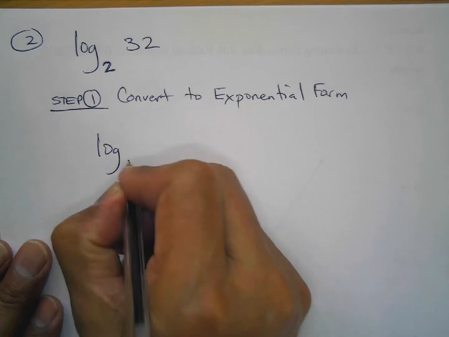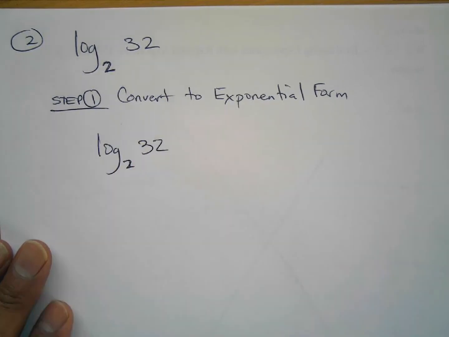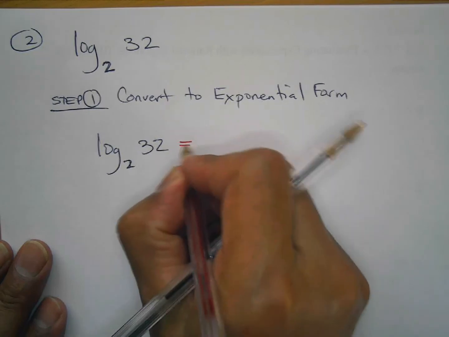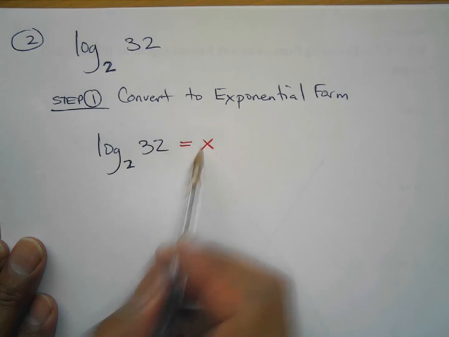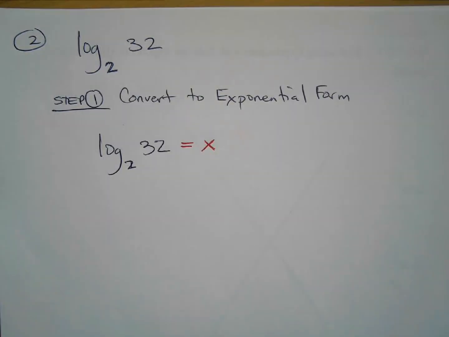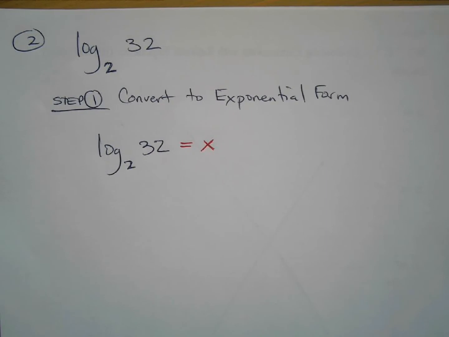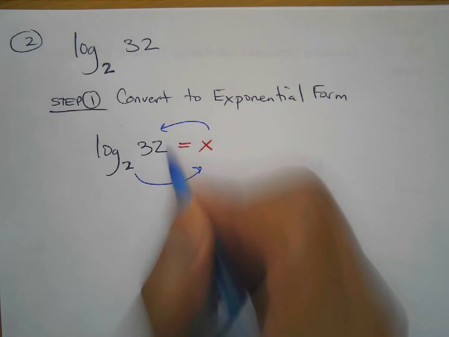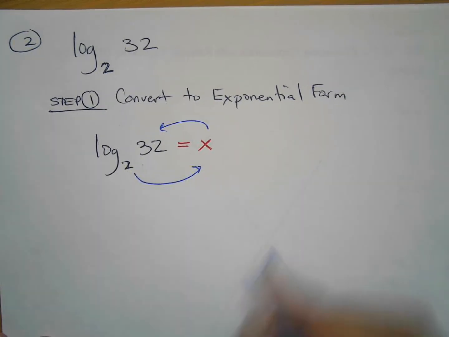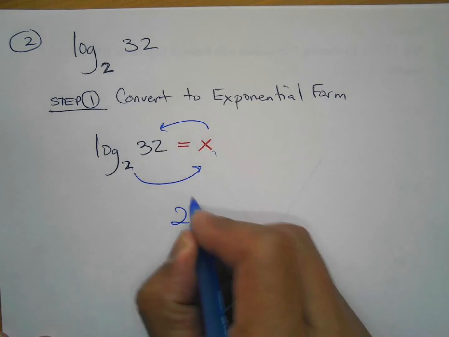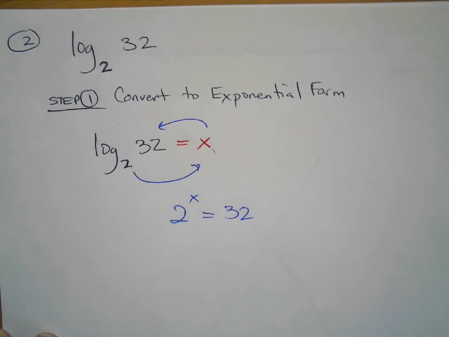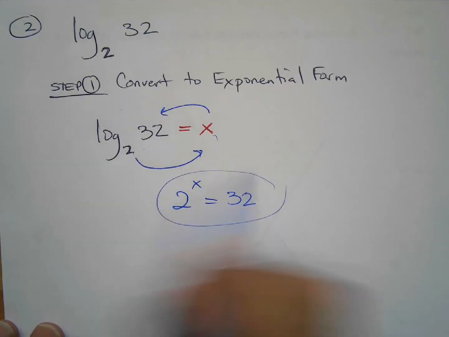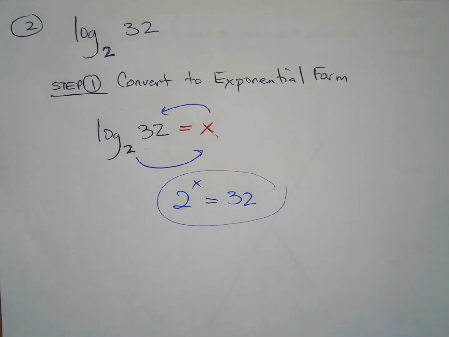So that means log base 2 of 32, and remember, you need to put this part equals x. We need an equal sign and we need something over here. So how do we convert this logarithm? It's still a logarithm. How do you convert it to exponential form? Remember, you go counterclockwise. So that's going to read 2 to the power of x equals 32. Okay, I converted it to exponential form. Step 1, done.